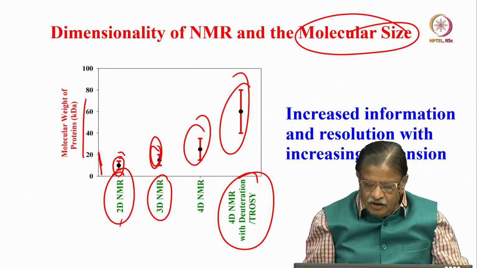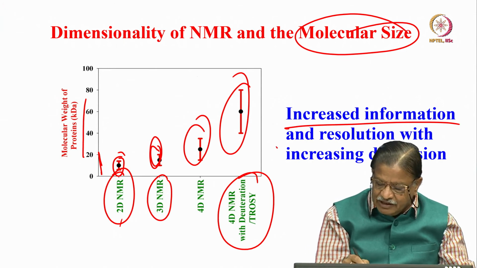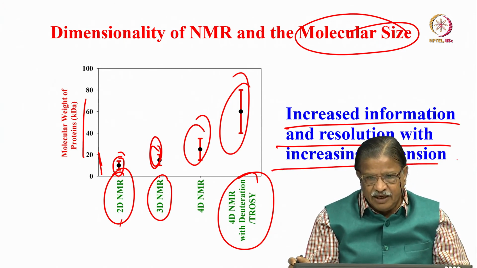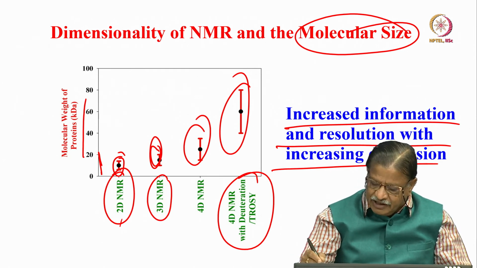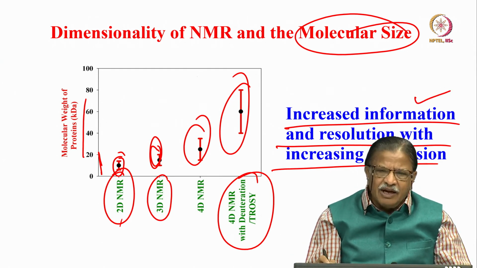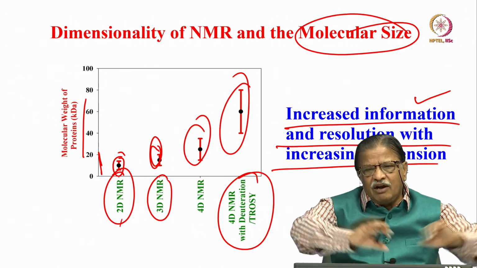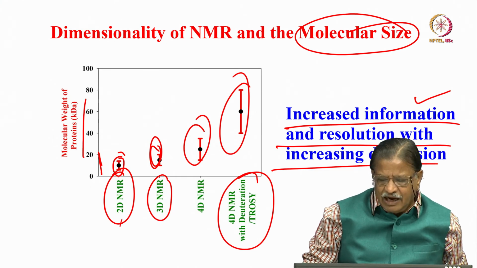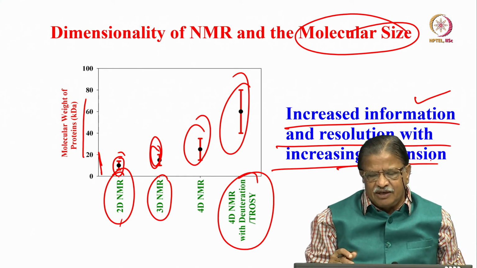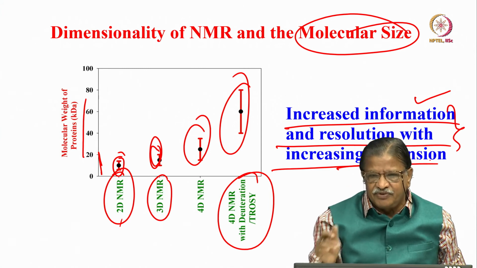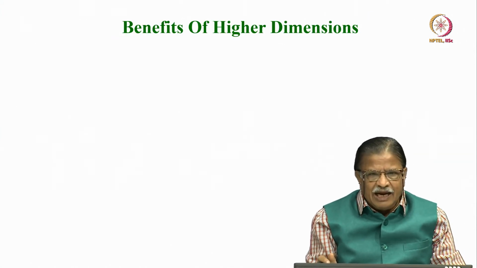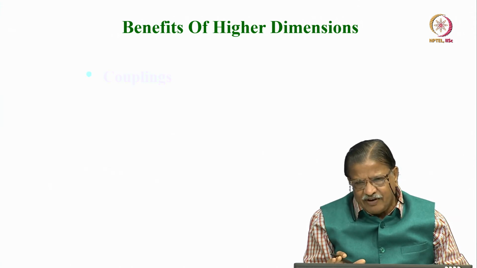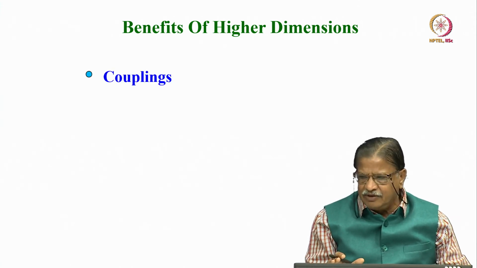Okay. So the increased information and the resolution come with increased dimensionality. As you go to higher dimension, you have increased information and you can have a better resolution, in the sense that you are resolving the information, spreading the information in different dimensions. And as you increase the dimension, these two parameters benefit you. I will go to the benefits of higher dimension, but it will take more time to explain.